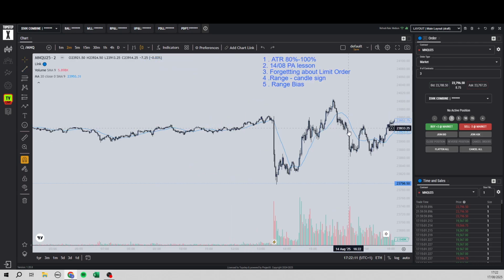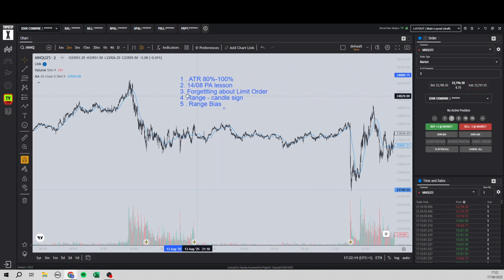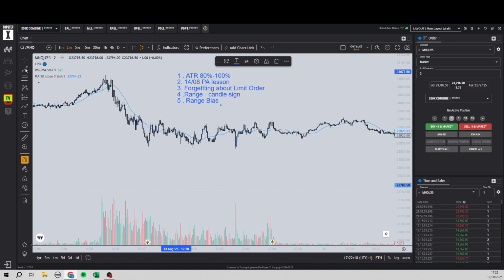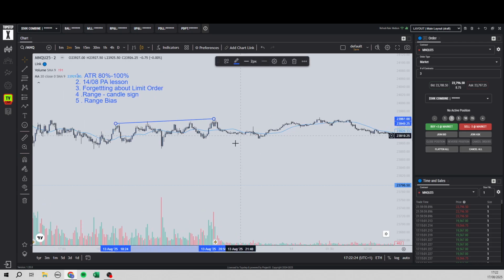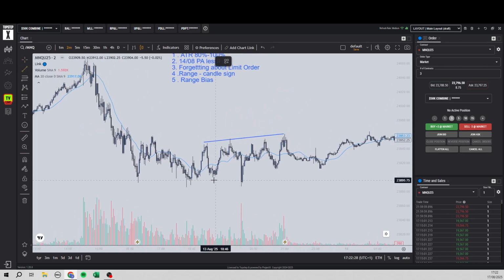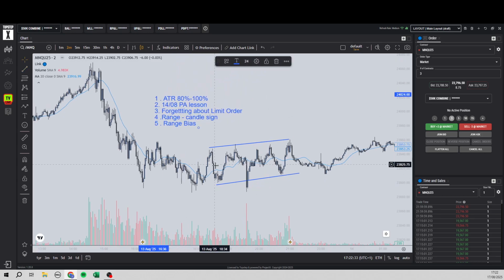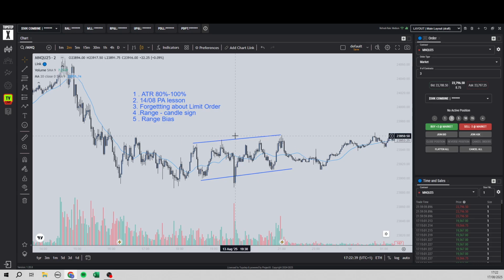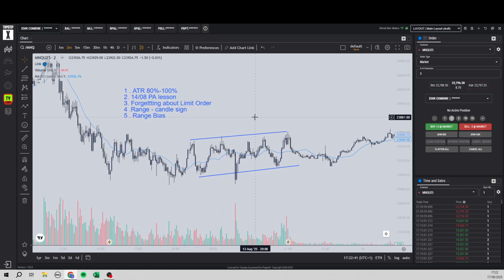Actually, that doesn't really work. I'm looking for a range market. Okay, there you go. That works. So let's say we have a very clear bound range like this. Let's mark it out. There you go. Now, this is from 6 p.m. to market close. Let's say you were trading this range. Where would you be looking to put in longs or shorts?